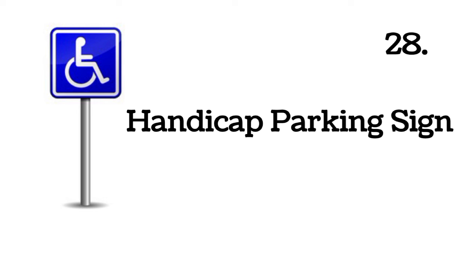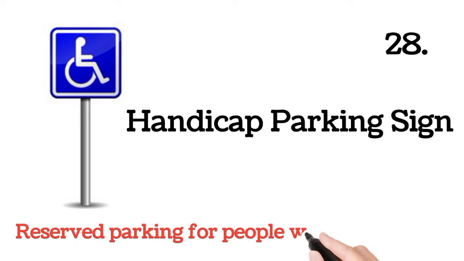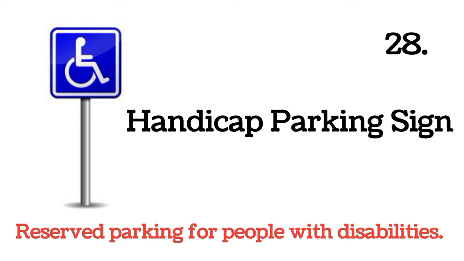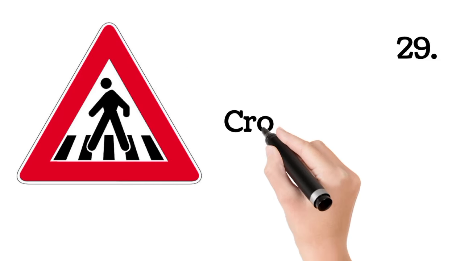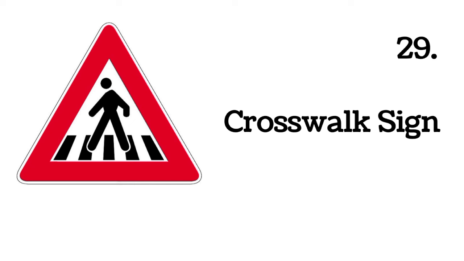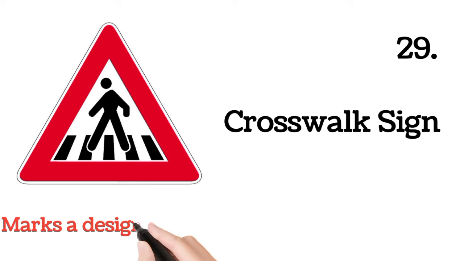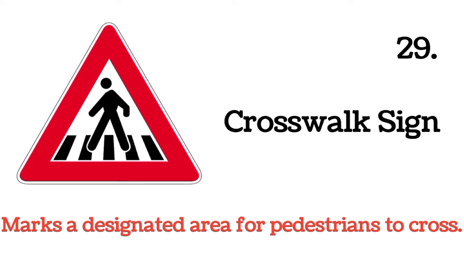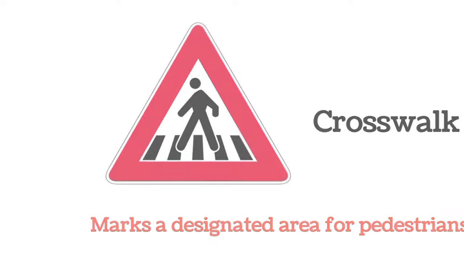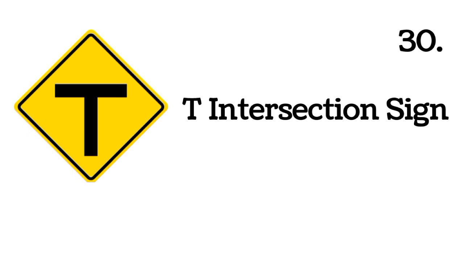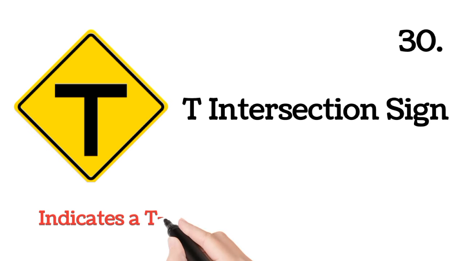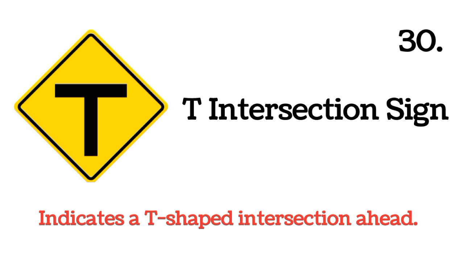Handicap parking sign. Reserved parking for people with disabilities. Crosswalk sign. Marks a designated area for pedestrians to cross. T-intersection sign. Indicates a T-shaped intersection ahead.